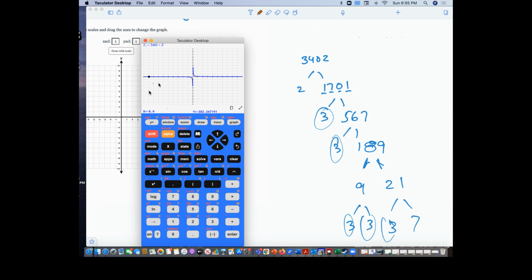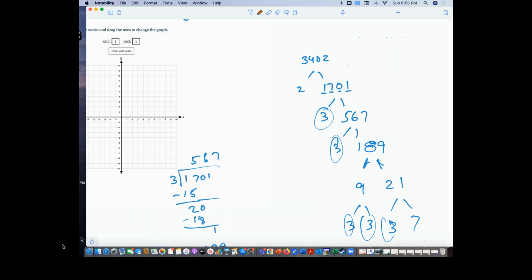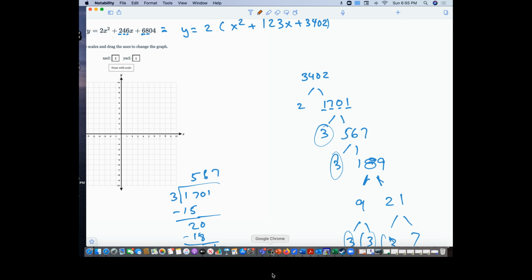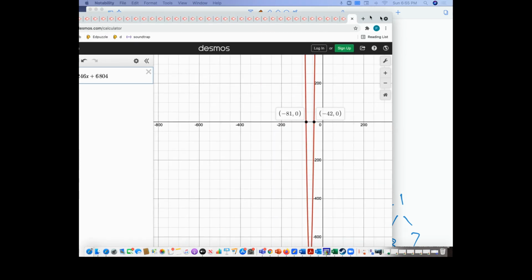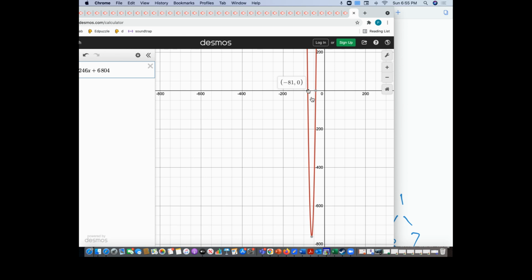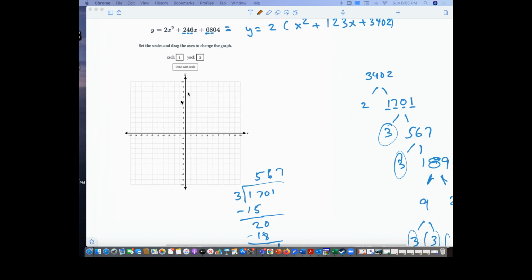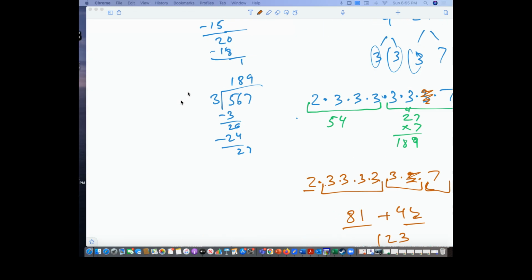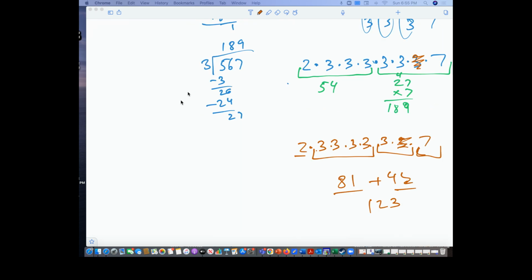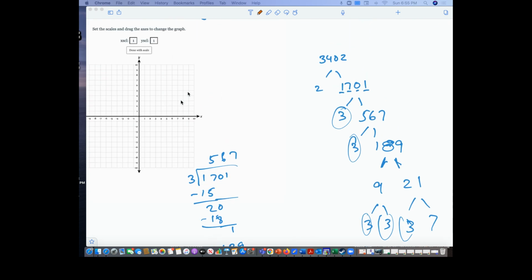So, let's see here. We could do it on the calculator. Apparently, this is not working out very well. Let me pull up Desmos. It might be a little easier on Desmos. Yeah, I already had it done too. So you can pull it up on Desmos, and you can clearly see the zeros. But if you're doing it by hand, this would be the way to go about doing it. Okay. All right. So in any case, it's a very long-winded way of saying it's x plus 81, x plus 42.